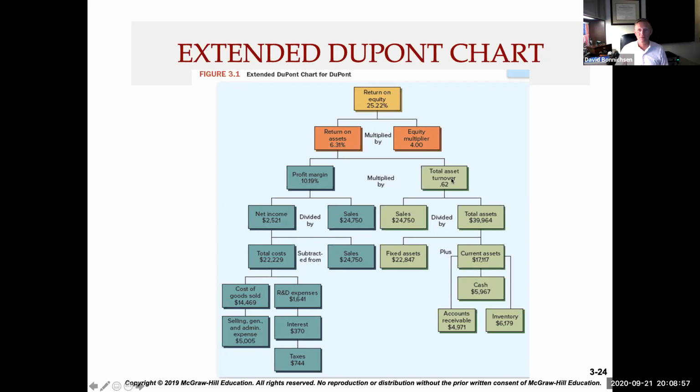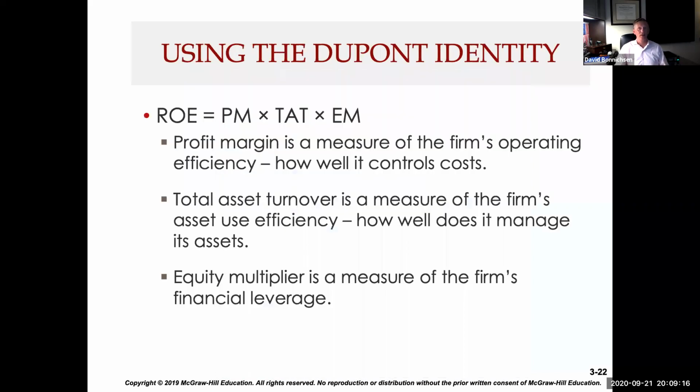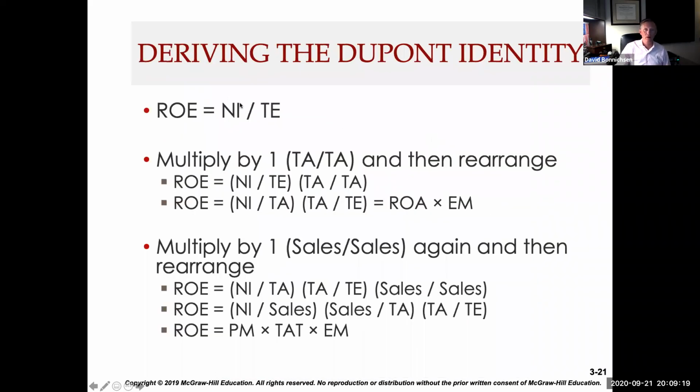We take PM times the TAT and we get return on our assets, multiplied by the equity multiplier, and we get return on equity. Again, in a million years, I never could come up with something like this, but it's beautiful and it works. All right, so you've got two ways to calculate return on equity. Net income over total equity, that's great. It gives you a number.